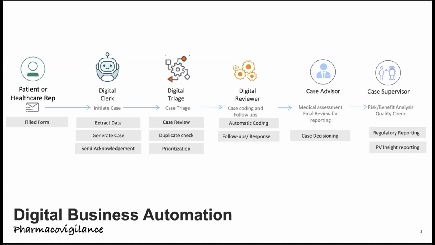After we collect the data, that's where the first step of automation kicks in. What used to be a manual extraction of data, generation of the case, and sending out the acknowledgement is something that can easily be automated today. We'll see how that is being automated in a sample use case of ours. Then comes our case triage, your digital review, which is the knowledge worker. Then you have the case advisors and the supervisors. This demo is spread across all these roles and personas.